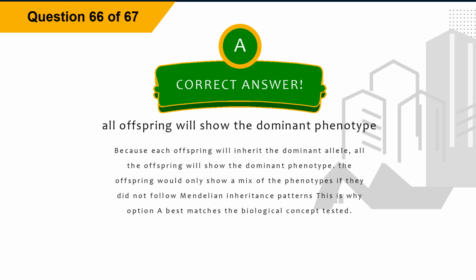Explanation: because each offspring will inherit the dominant allele, all the offspring will show the dominant phenotype. The offspring would only show a mix of the phenotypes if they did not follow Mendelian inheritance patterns. This is why option A best matches the biological concept tested.